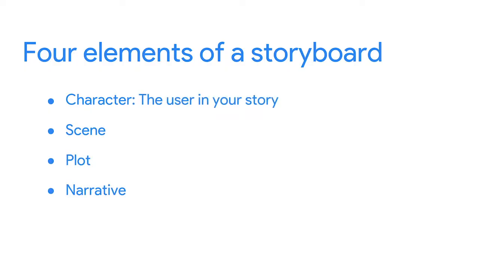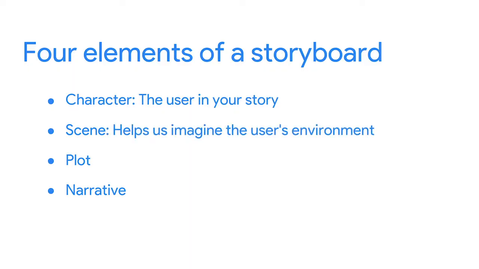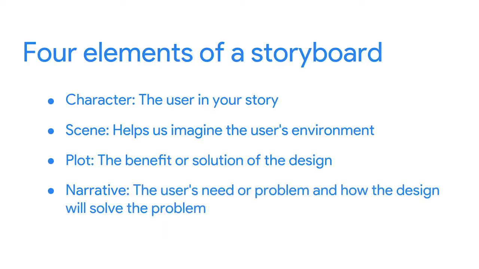And as the name suggests, there's a story that should be told through the panels of a storyboard. The 4 key elements of a storyboard are the character, the scene, the plot, and the narrative. The first element, character, is the user in your story. The next element, the scene, helps us imagine the user's environment. The plot describes the benefit or solution of the design. Finally, the narrative describes the user's need or problem and how the design will solve the problem.